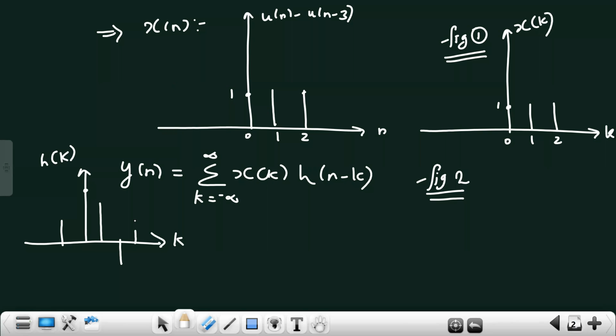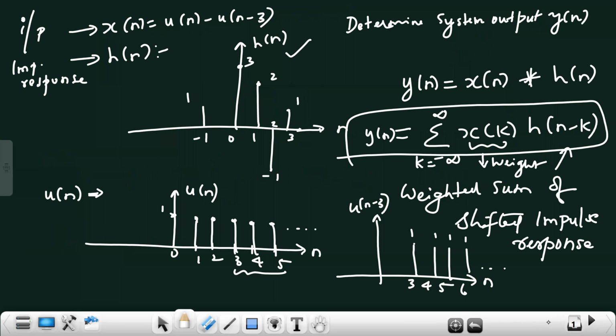Sir, can you show the graph for h of n? Yeah. So this is the graph for h of n that was given in the question. So you are going to plot the same graph again, but just replace n with k in the x-axis, and in the y-axis replace h of n with h of k.